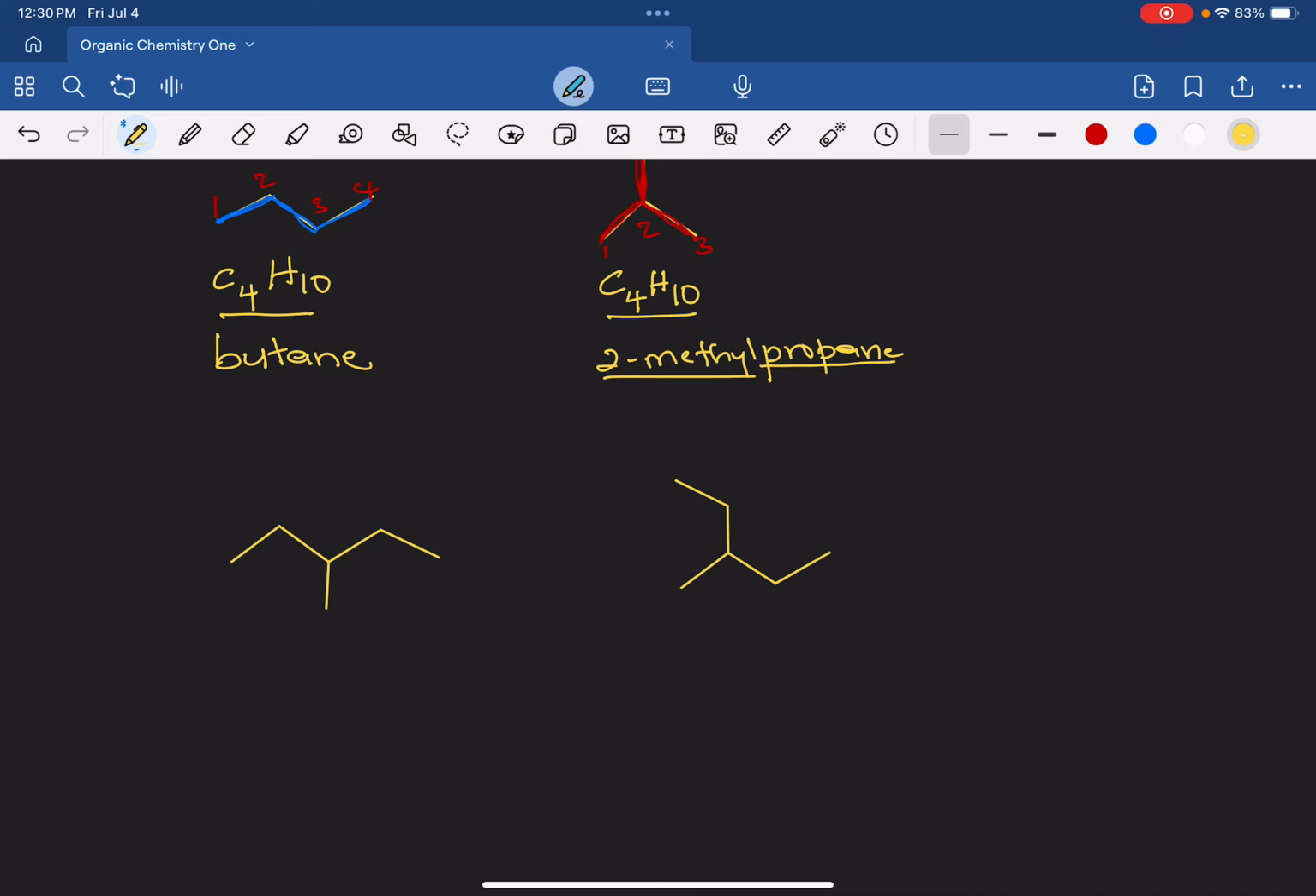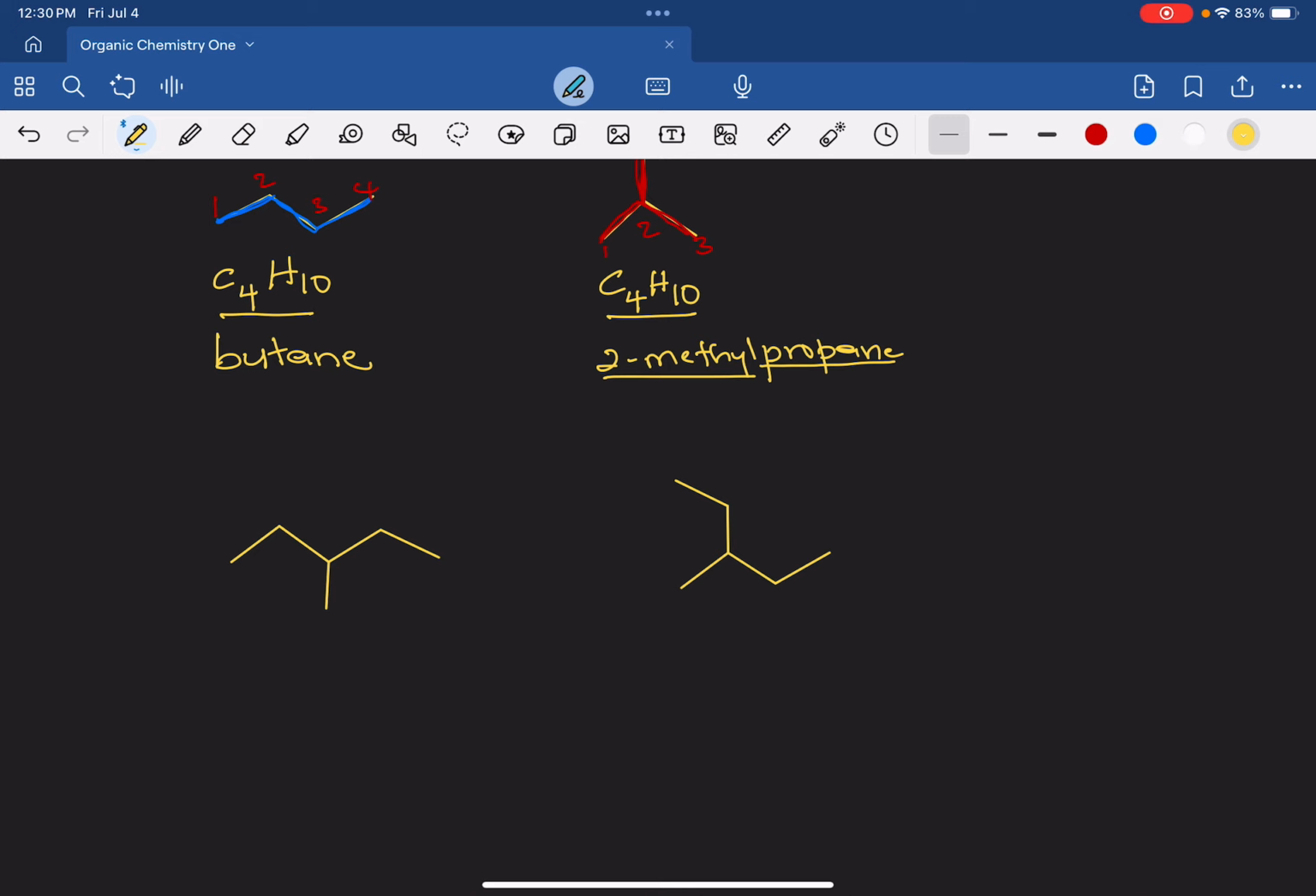Right? Whenever you're given two structures to determine constitutional isomers, first thing, determine the molecular formula. Then find your longest chain of carbons. Once you find the longest chain, pay attention to the connectivity of the atoms. So let's do that in this example.